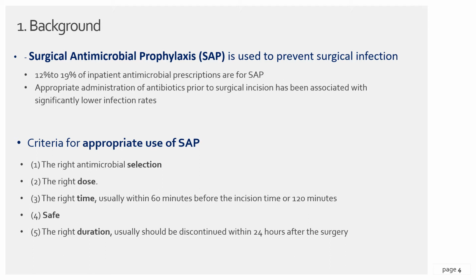1. An antimicrobial agent should be active against the pathogens most likely to contaminate the surgical site, or the right antimicrobial selection. 2. Given in an appropriate dosage, or the right dose. 3. At a time that ensures adequate serum and tissue concentrations during the period of potential contamination, or the right time, usually within 60 minutes before the incision time, or 120 minutes for some agents.